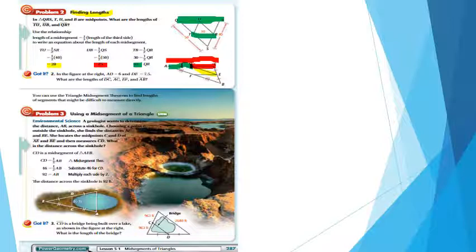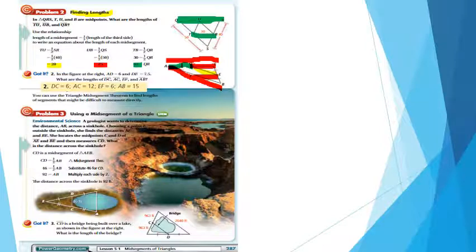What about EF? This is also missing. If you know the big one, AC, can you find EF? Of course, yes. EF is half of AC, which is 12 divided by 2, which is 6. And then, what is AB? This one. If they give you DE, can you find AB? Of course, DE is 7.5. So what is AB? 7.5 times 2, which is 15. That's it.